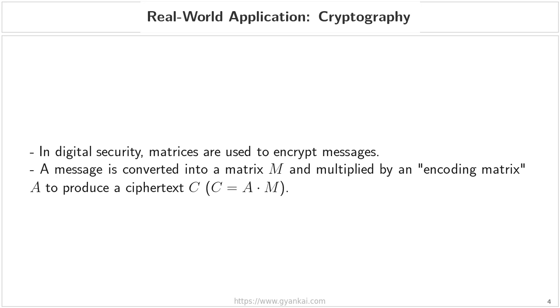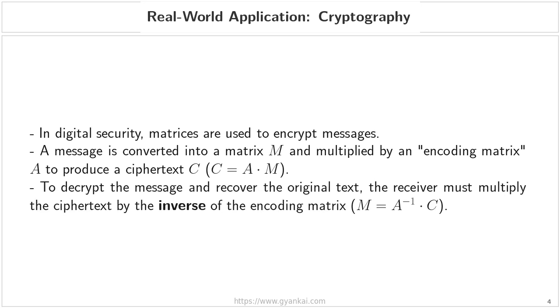Mathematically, we express this as matrix A multiplied by matrix M equals matrix C. But here is where the concept we just learned becomes essential. For the receiver to read the original message, they need to unscramble that ciphertext.